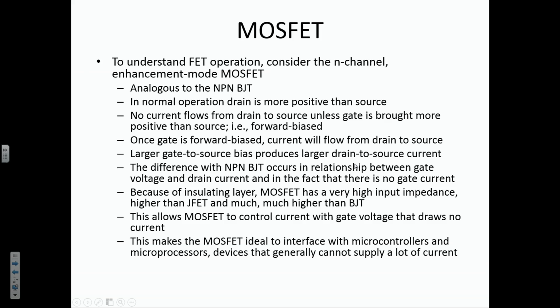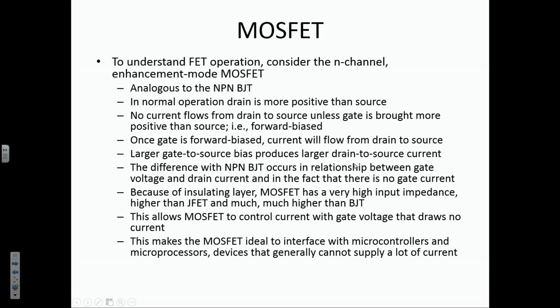The difference with NPN BJT type transistors occurs in the relationship between the gate voltage and the drain current, and in the fact that there is no gate current. Okay, so that's a biggie. There is no gate current on a MOSFET. On the BJT, there is current that flows between base and emitter.